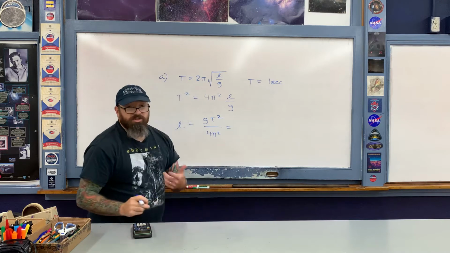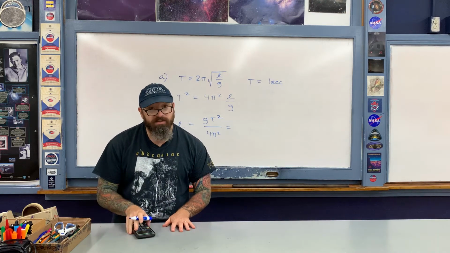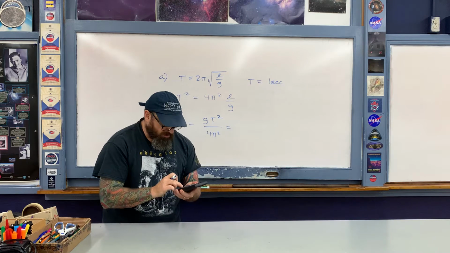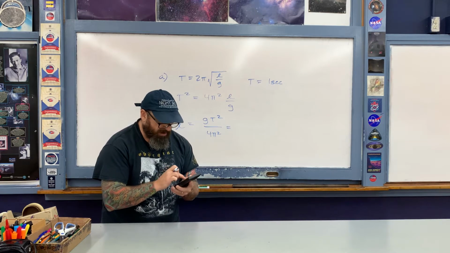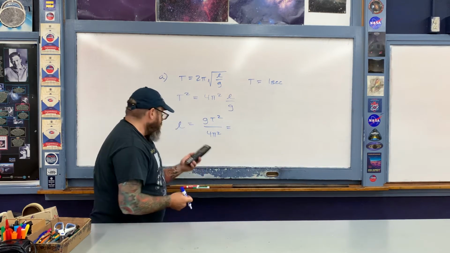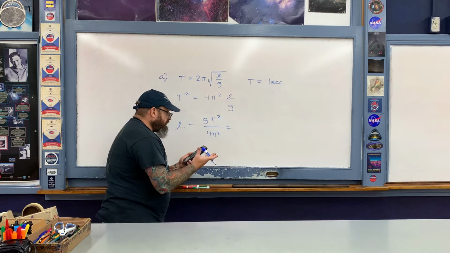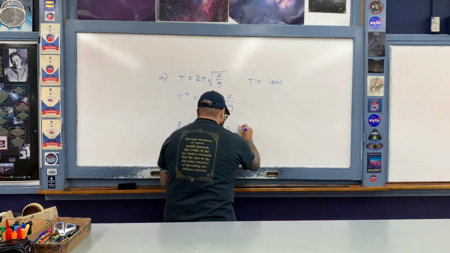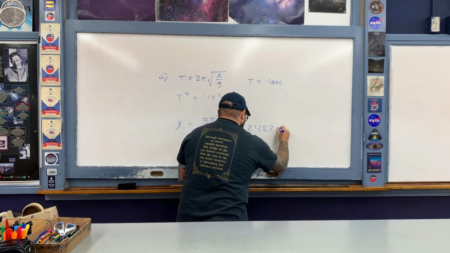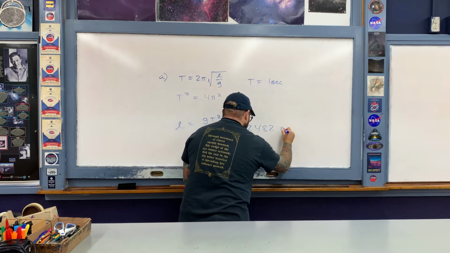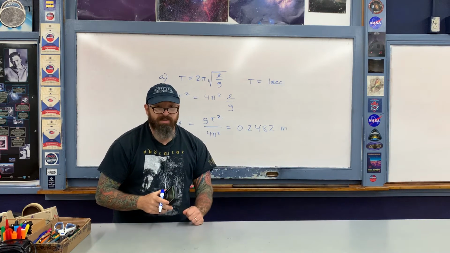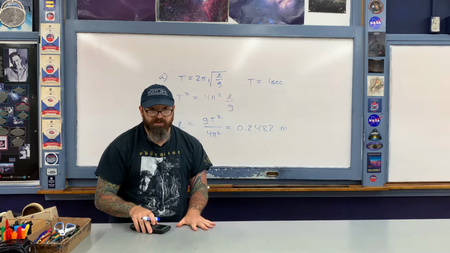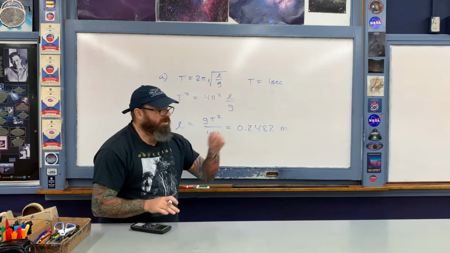Now we'll plug in the numbers, and we'll end up with a length in meters. So I have G, which is 9.8, times 1 squared, divided by, use parentheses if necessary on your calculator, 4 times pi squared. When you do the math, you end up with the length L as being 0.2482 meters. I'm going out several decimal places in my calculation, and this is specifically for part B of the example.